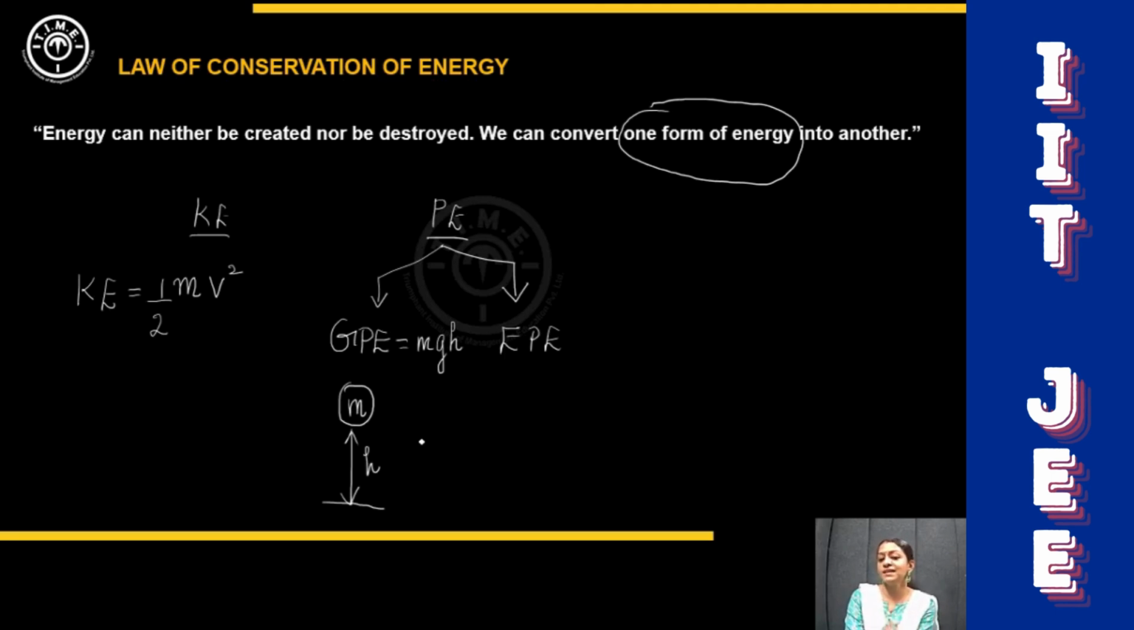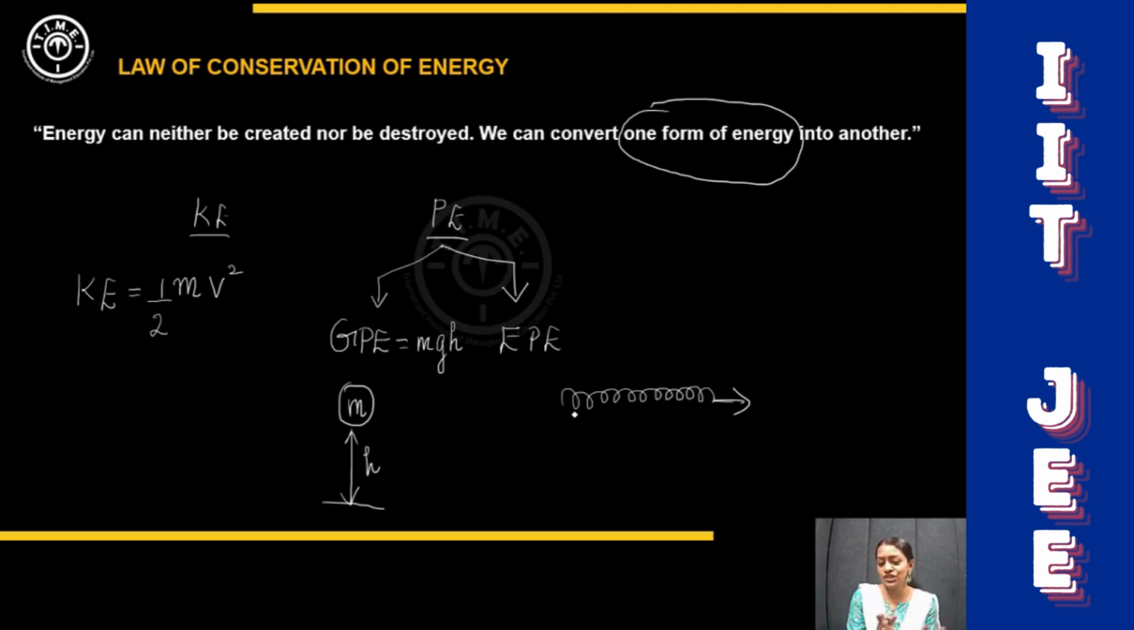Now, let's move on to elastic potential energy. So, what is elastic potential energy? Consider an elastic material like a spring. Now, I am applying a force on the spring in order to elongate it or in order to compress it. So actually I am doing a work there for elongating or compressing the spring. That work done will be stored in the spring in the form of certain energy which is called elastic potential energy.